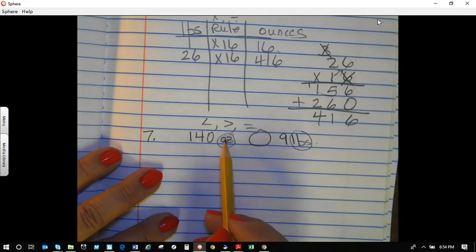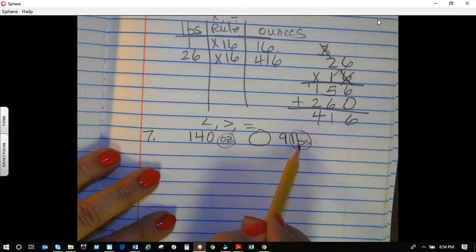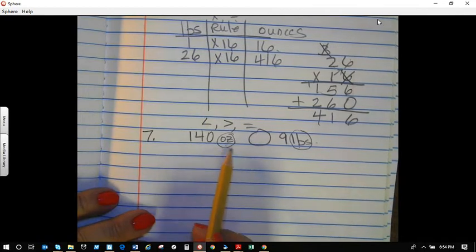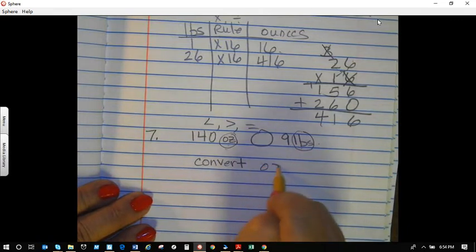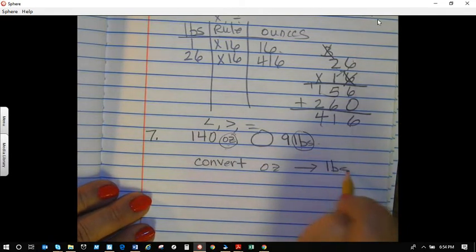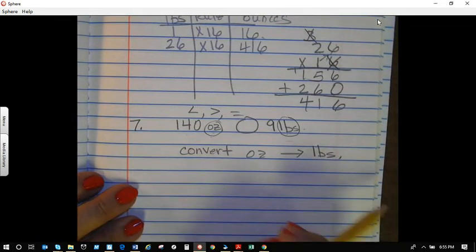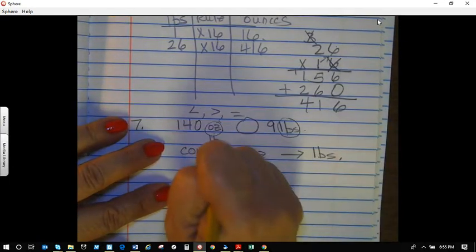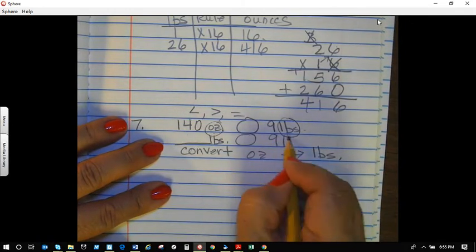Well, you can't compare apples to apples if this is ounces and this is, I want to say bananas, this is pounds. I'm thinking of the grocery store. So I have to convert. So I'm going to convert ounces to pounds. If you wanted to do pounds to ounces, you can do that as well. So it's up to you, as long as the unit of measure is the same. So I'm going from ounces to pounds, so I know that whatever I put here, I need to find out if it's less than, greater than, or equal to 9 pounds.